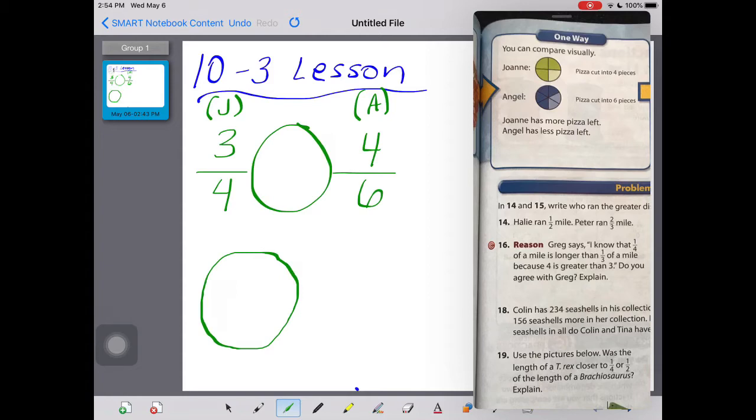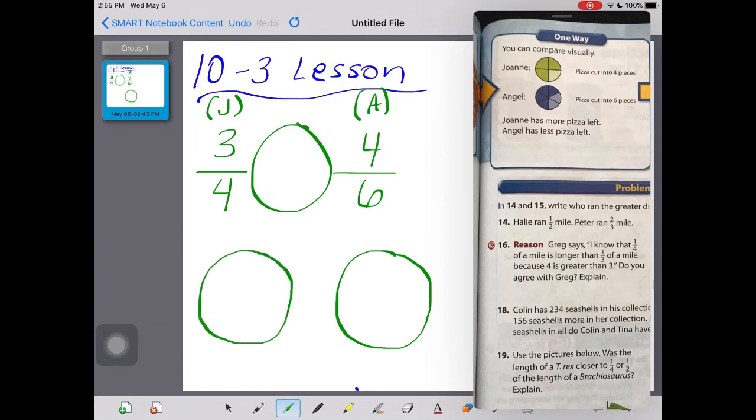Oh boy. Close enough, right? And here's Angel's pizza. Oh boy, this is hard to draw circles to be the same size, but you know what? I'm going to try this one again. See, your teacher struggles at this too. Okay, they're not perfect, but let's pretend they are the same size, okay?